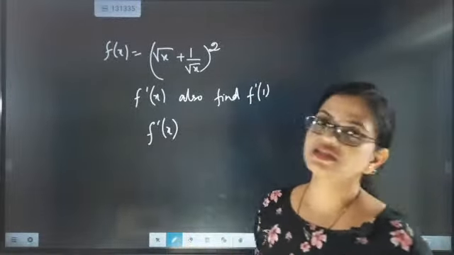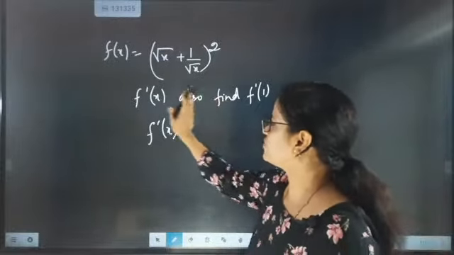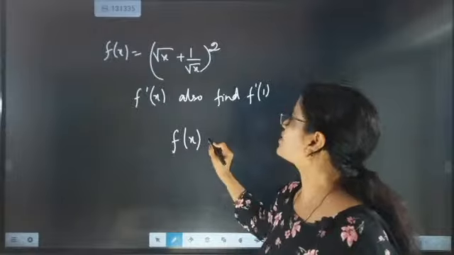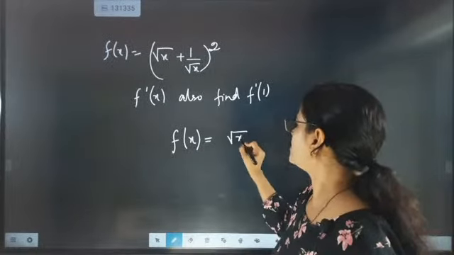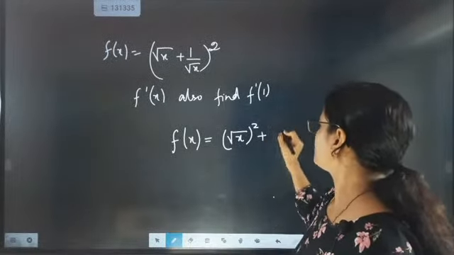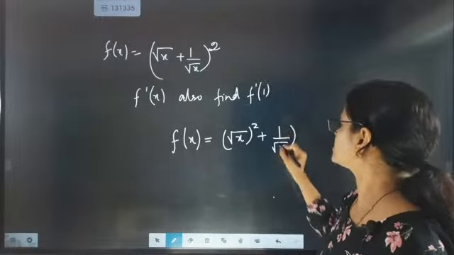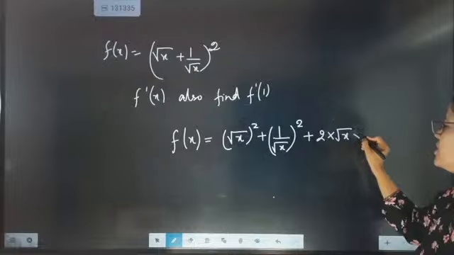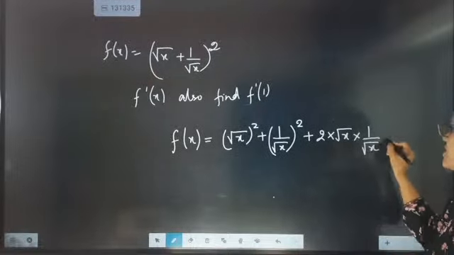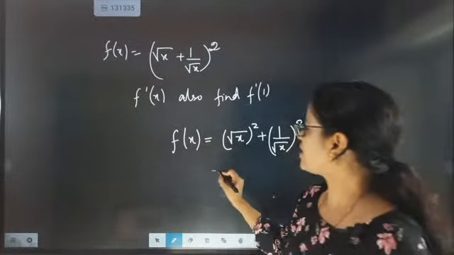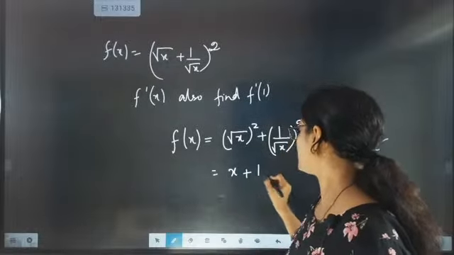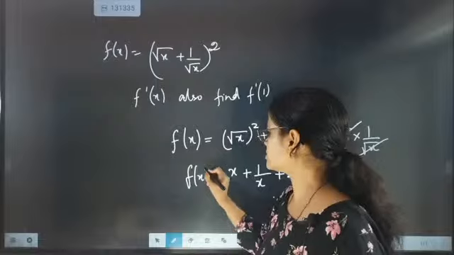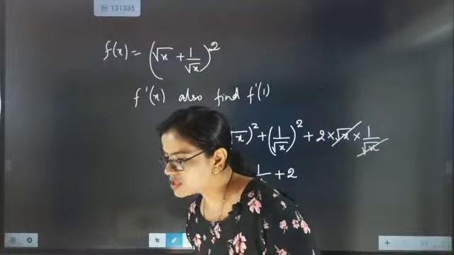So now f dash x is exactly going to be, first work is we will be solving f of x first. F of x will be equal to root under x whole square plus 1 by root under x whole square plus 2 into root under x into 1 by root under x. This and this will get cancelled. This part will be coming as x. This part will be coming as 1 by x plus 2. So f of x is coming this much.